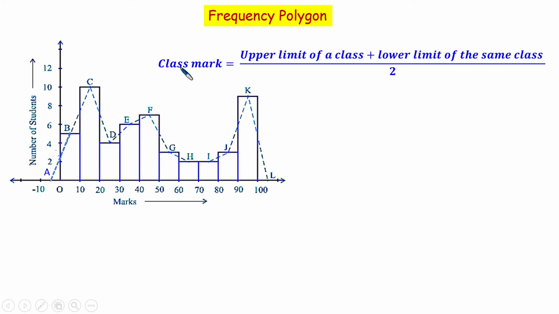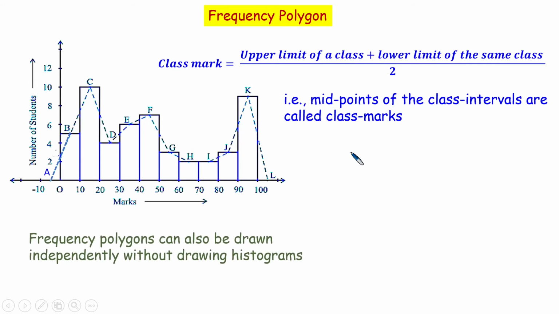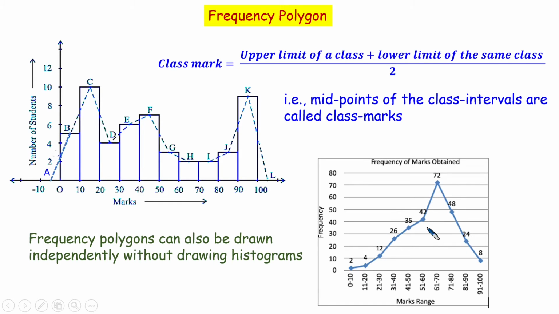And class mark is nothing but, this is the upper limit of a class, say this is the upper limit of this class F, plus the lower limit. So if you add these two and divide by 2, you get here. Okay, so these are the class marks. This G, H, I, these are all the things. And that midpoint of the class interval is called the class mark. So a frequency polygon can also be drawn independently without drawing the histogram. You simply can draw like this. Okay, these are all the class marks. You take them, whatever points you get, and you join them, and you get a frequency polygon.